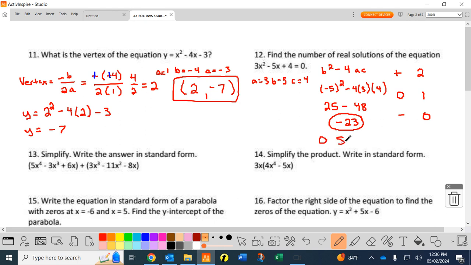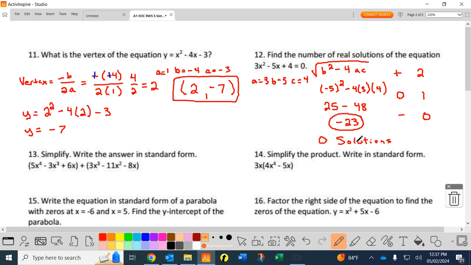And guys, that's because you cannot have a negative number under the radical. And remember, this is the part that's under the radical in the quadratic formula. That's the part we're worried about. And you can't have a negative under that radical. Therefore, there are 0 solutions.